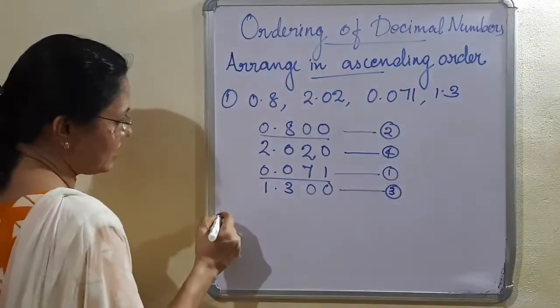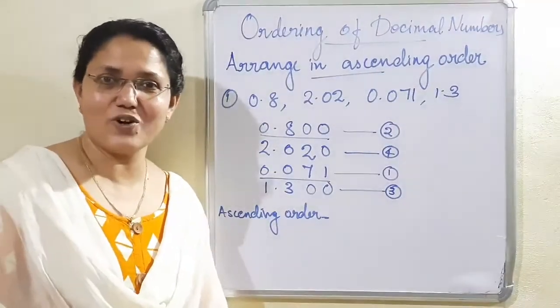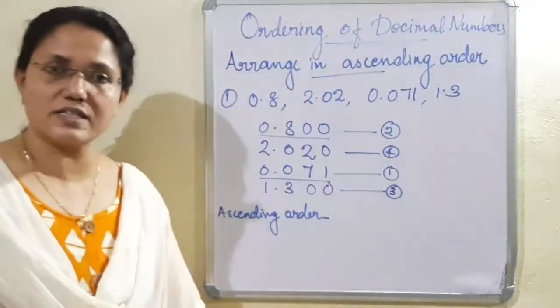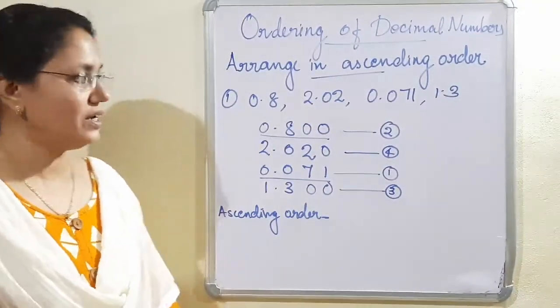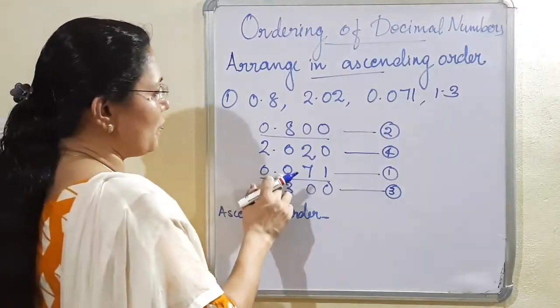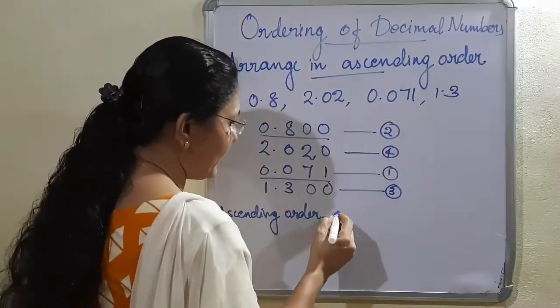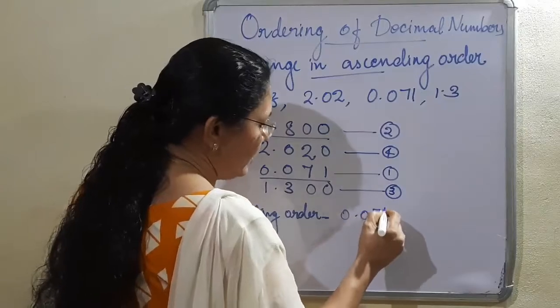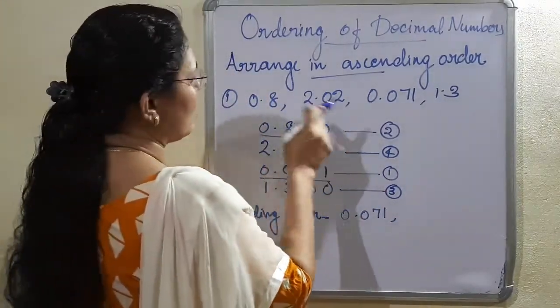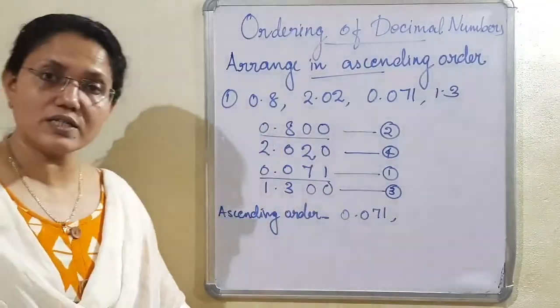Therefore, here is the answer. Dear children, what is the ascending order of these numbers? According to how the question is given, we can write its ascending order. We change this into like decimals, that's all. The smallest one is 0.071, as it is given. Second one is what? 0.8000. In the question it is given as 0.8.